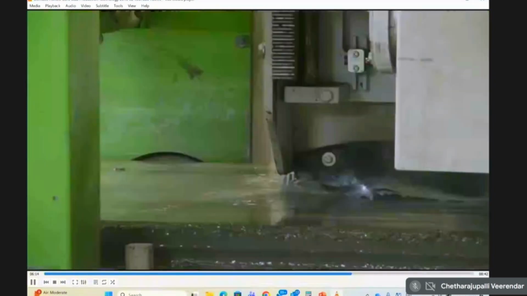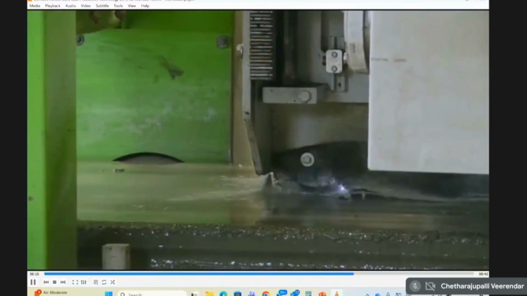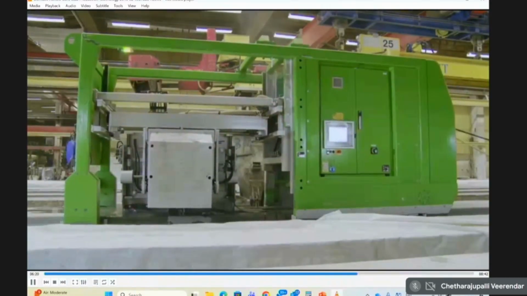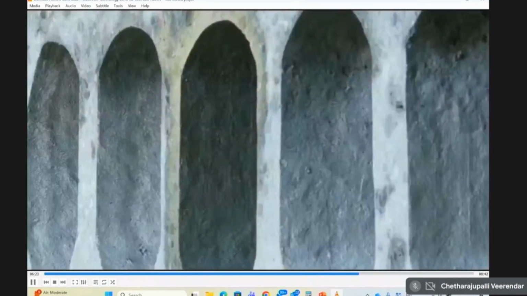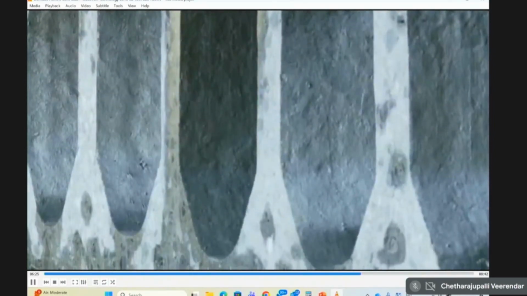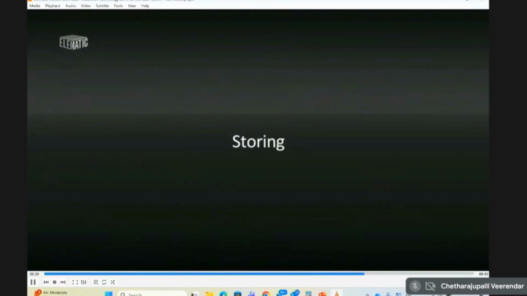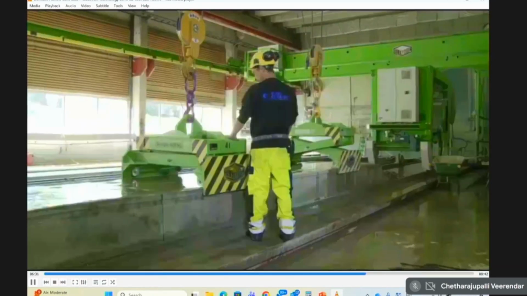You can have a horizontal cut, you can have a vertical cut, you can have an angle cut. So the saw machine is capable of cutting the slab because the span has to be maintained depending on the design. So it is produced on a 150-meter long bed, and then you are cutting the slab.